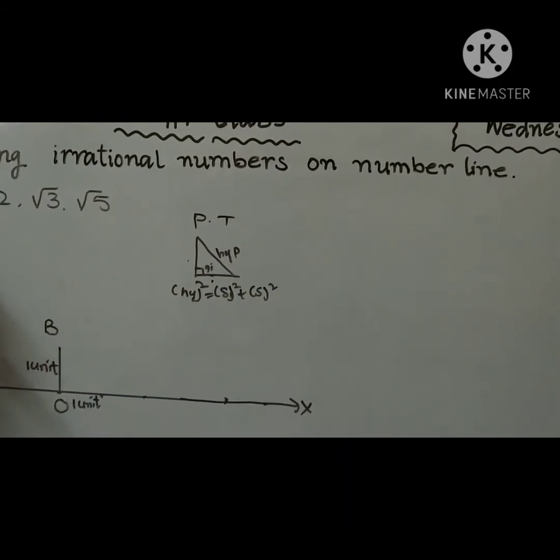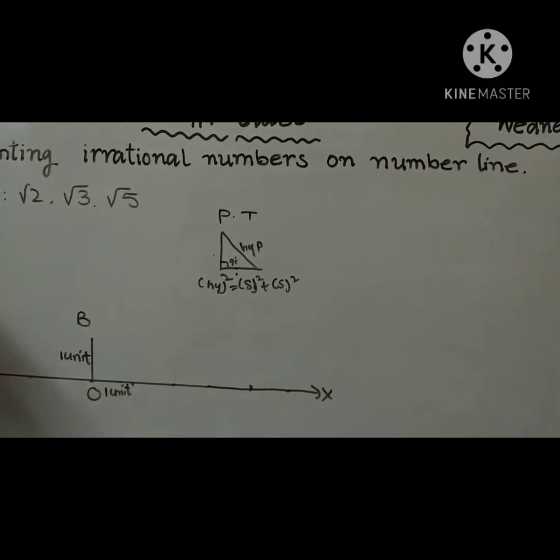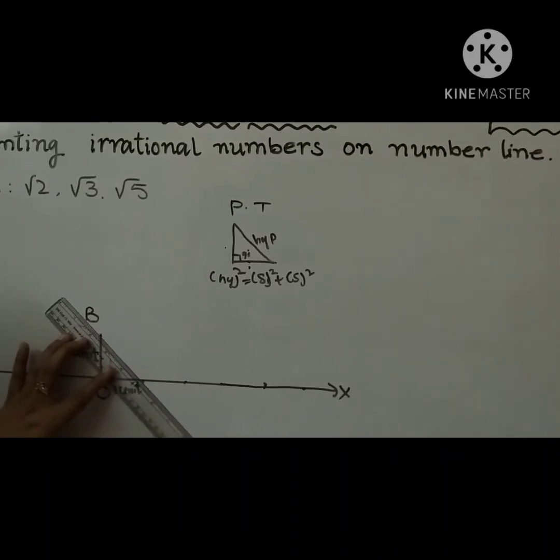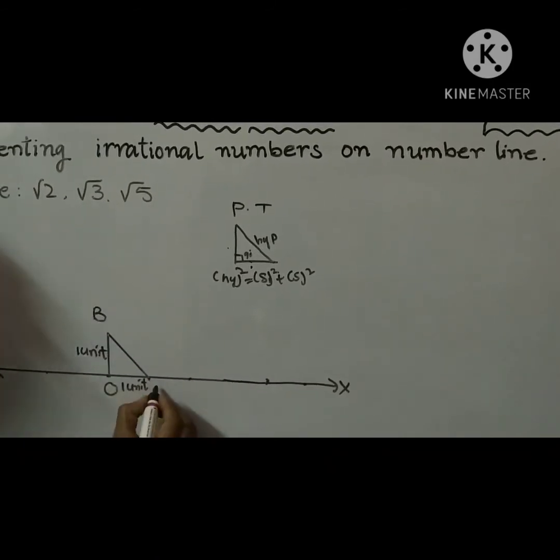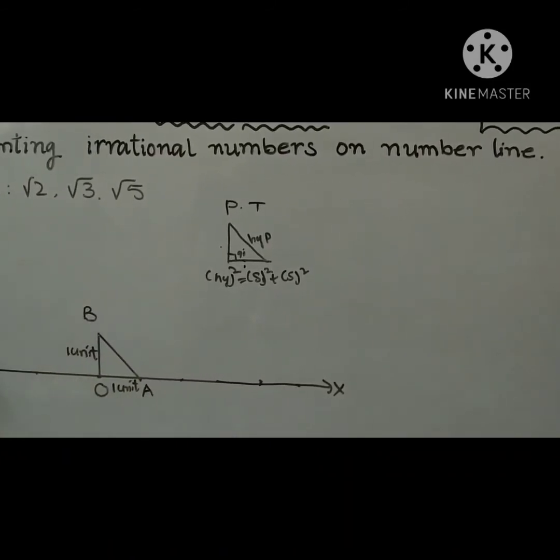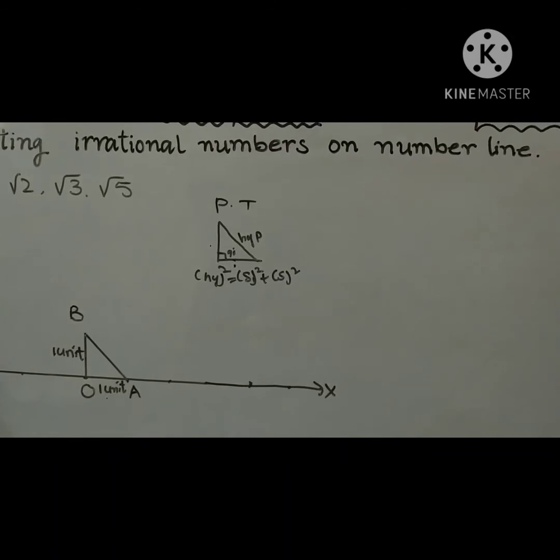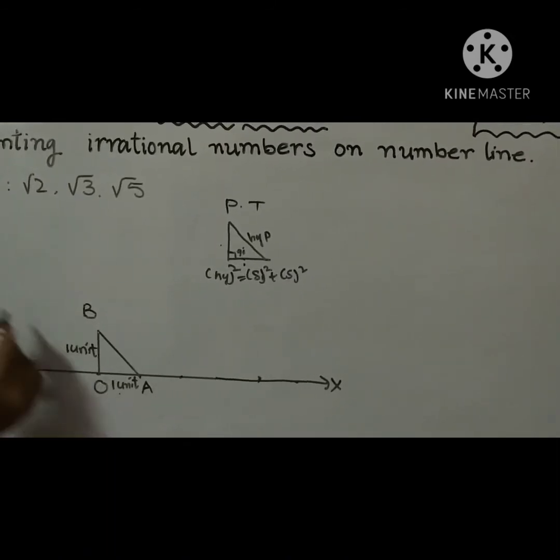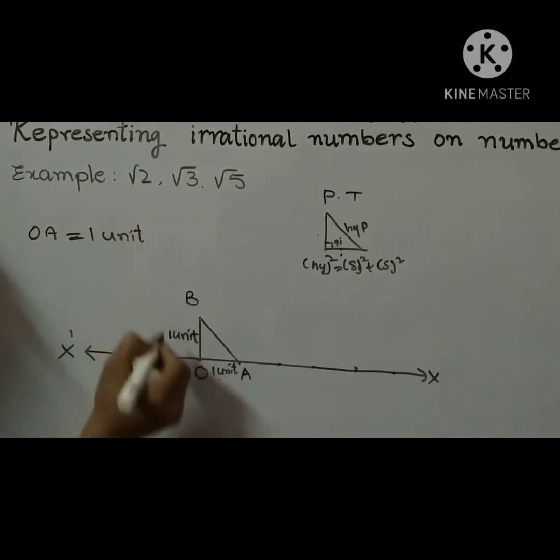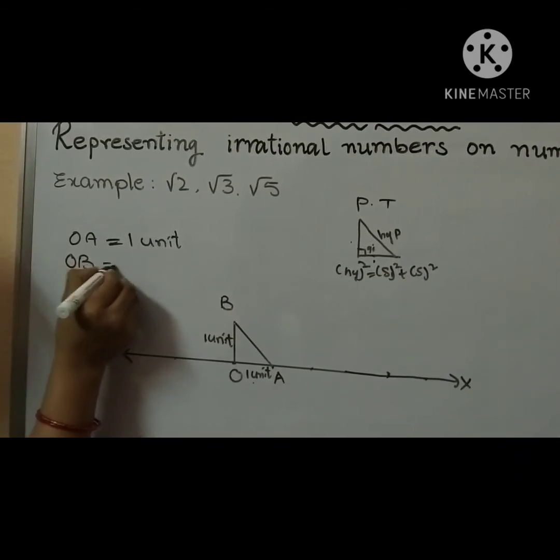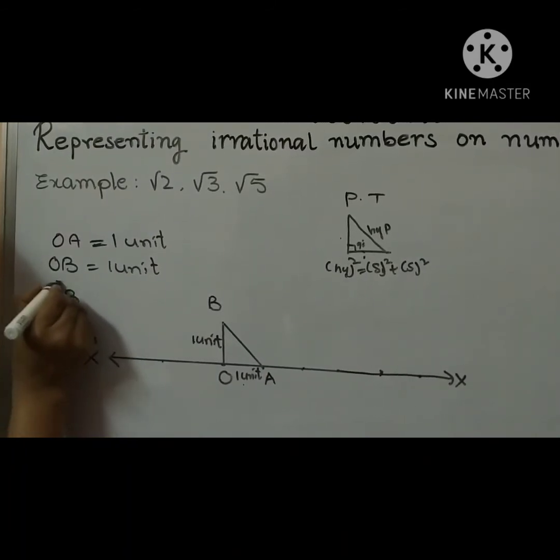Then we should apply it on the irrational numbers on the number line. Okay, children. Here draw the line. In this case, mark the point as A. Here OA distance is 1 unit. You have to take OA equal to 1 unit and OB equal to 1 unit. So you find the AB distance.